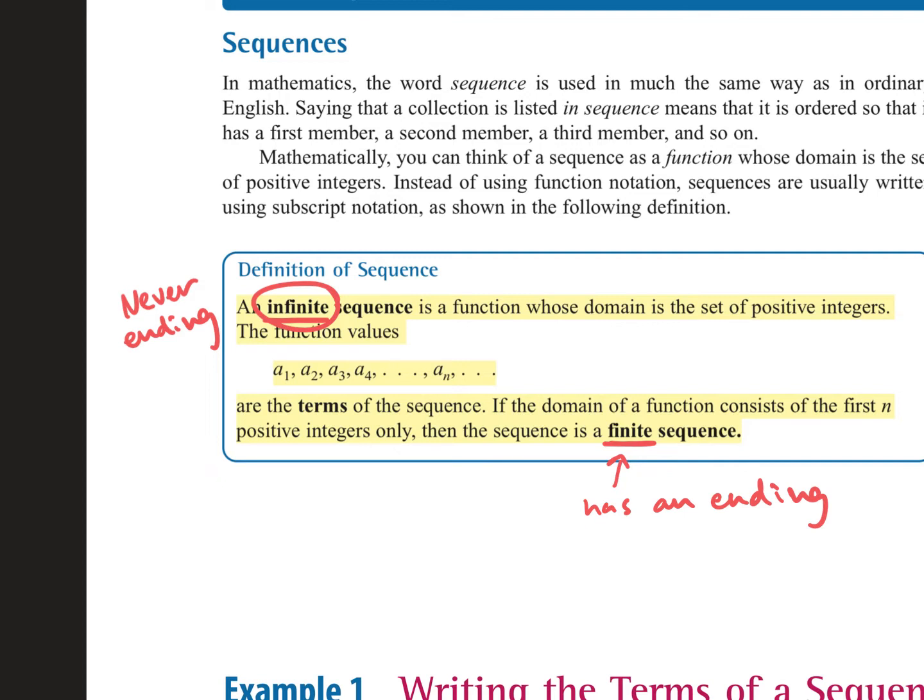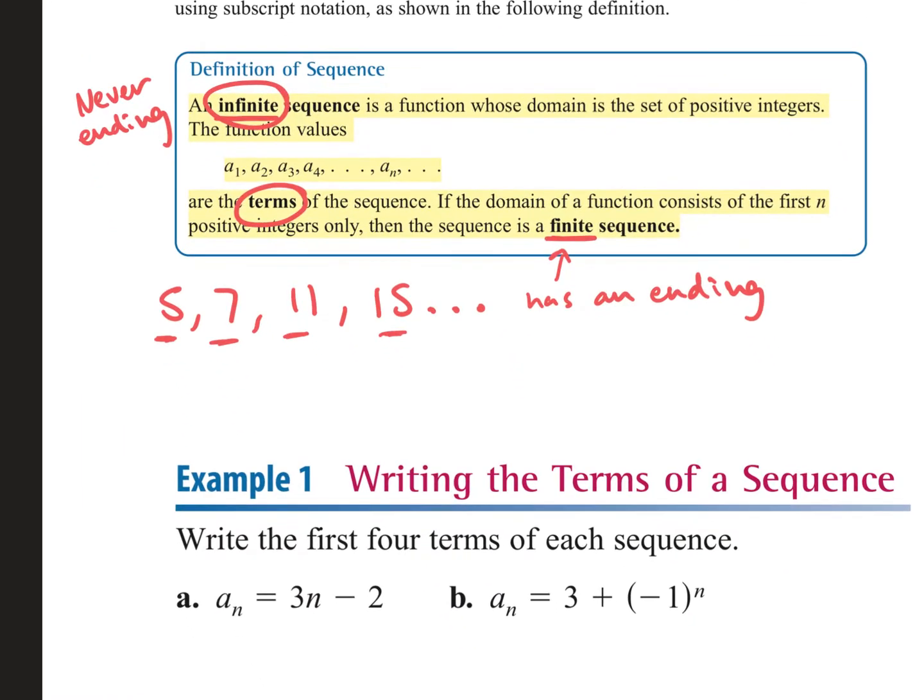So an example of a sequence would be 5, 7, 11, 15, and we would do dot, dot, dot. So that dot, dot, dot means that it keeps going. 5, 7, 11, and 15 would be terms in our sequence. So each number is a term. This would be our first term, second term, third term, fourth term, and then it keeps on going. So that's just an example.